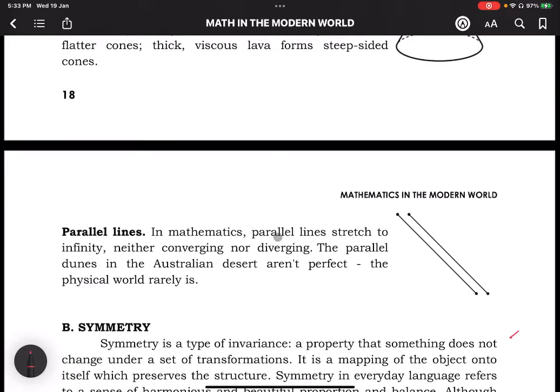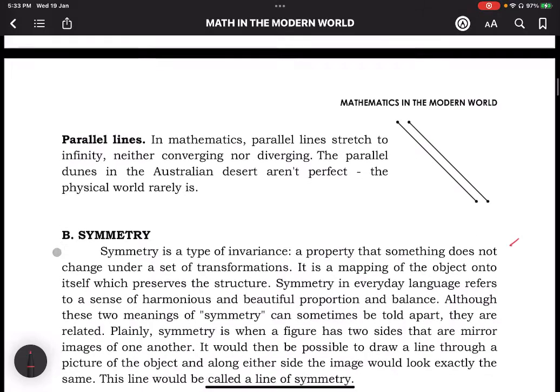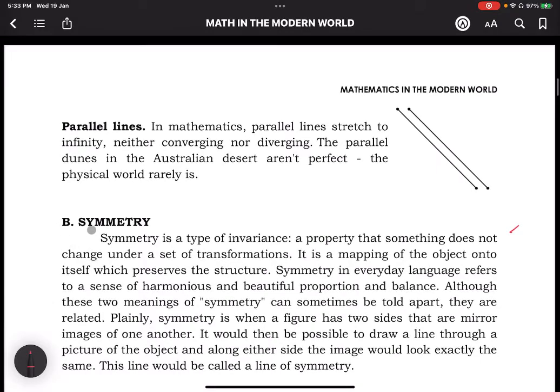Parallel lines, no? In mathematics, parallel lines stretch to infinity, neither converging nor diverging. So, ito yung example natin, no? Pag sinabing parallel lines, yan. Pareho sila ng direction, no? Hindi sila nagko-cross. Another pattern is the symmetry.